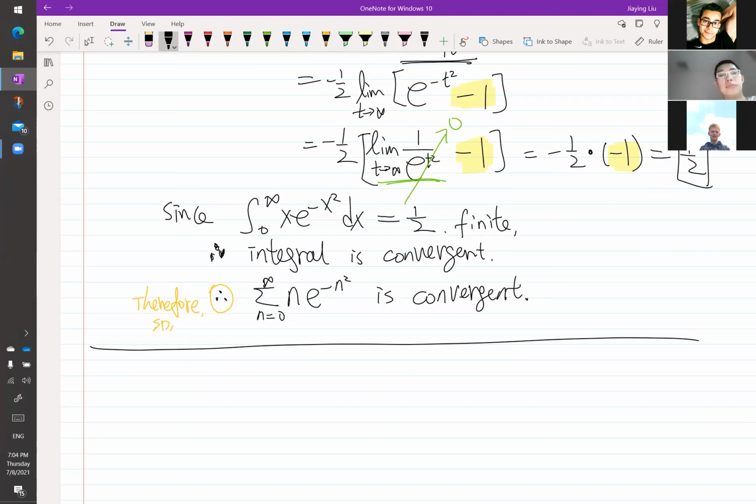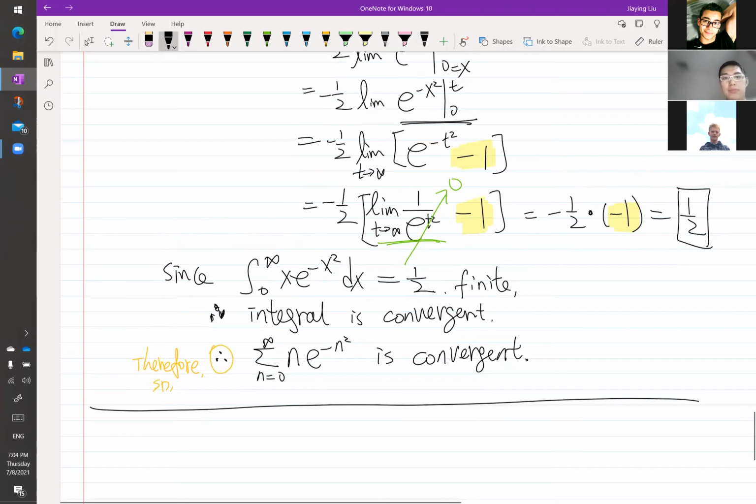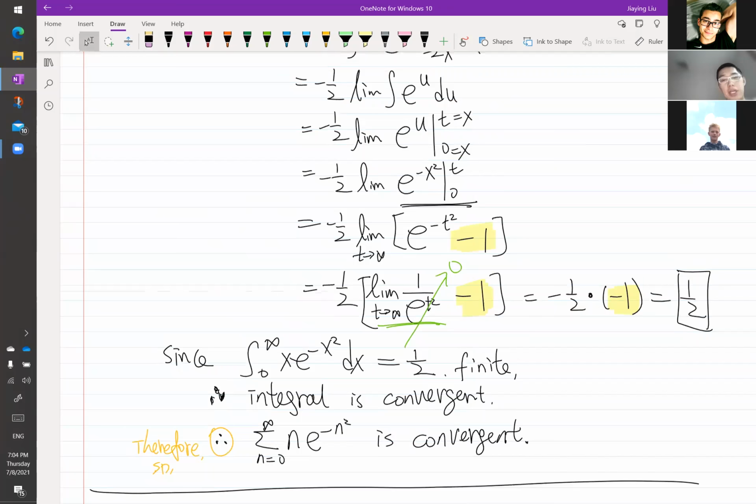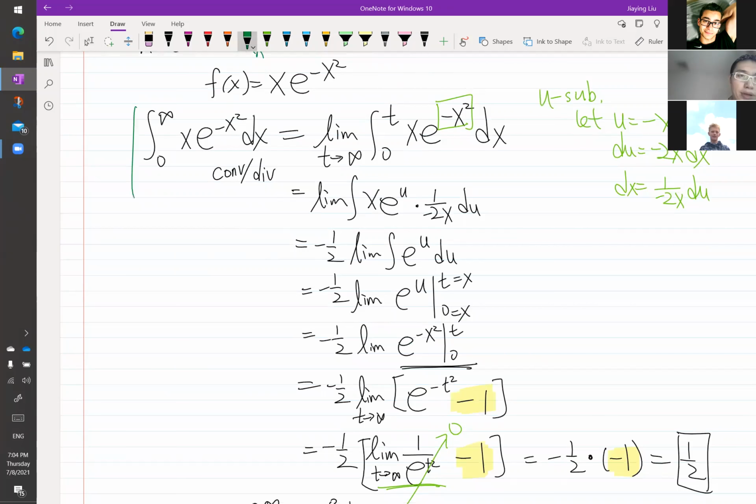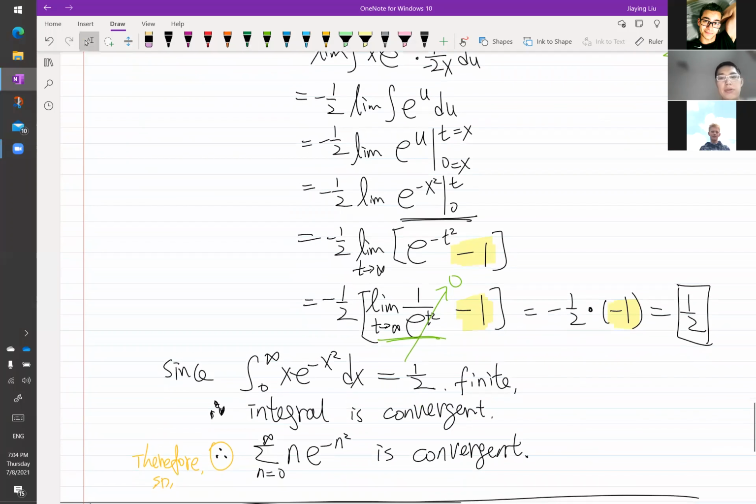So it's a finite number, so it's convergent, right? For the improper integral that we're looking at, if at the end, when we take the limit, we end up with a finite value, then the integral is convergent. Therefore, the series is convergent.